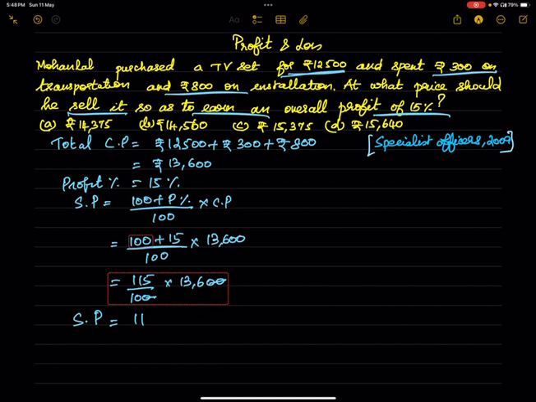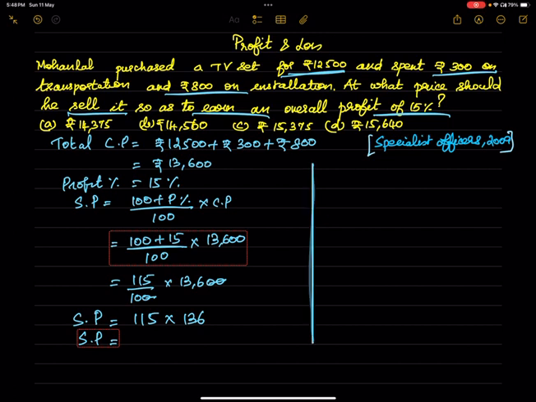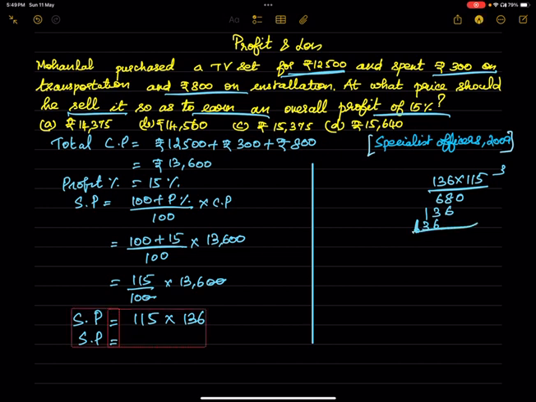So SP is equal to 115 into 136. Okay. 115 into 136. 5 6s are 30, 5 3s are 15, 18... So SP is rupees 15,640.